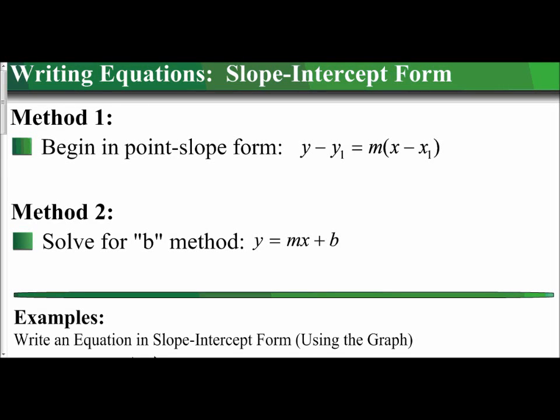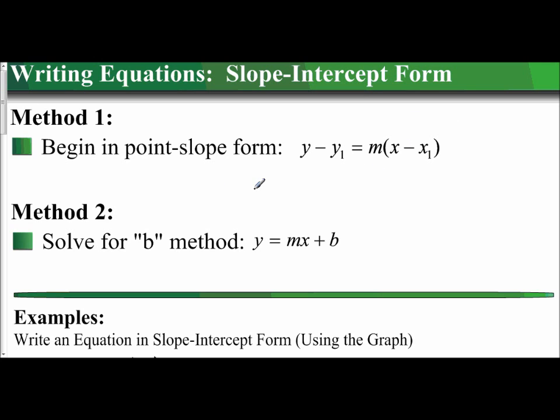In this video, we're going to examine how to write equations in slope-intercept form when we're given information. Particularly in this video, we're going to look at when we're given information as a graph. There are two methods we can use. The first is called point slope form, which says y minus y1 equals m times x minus x1.